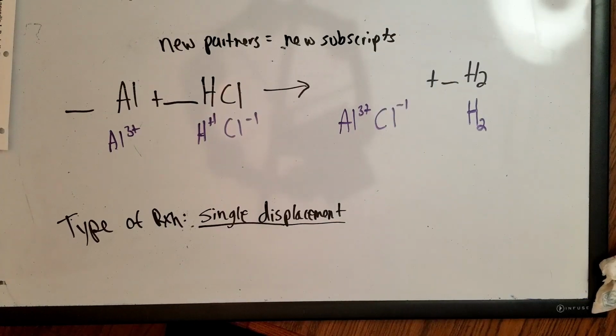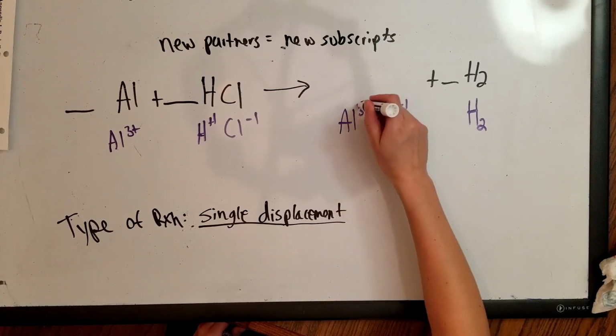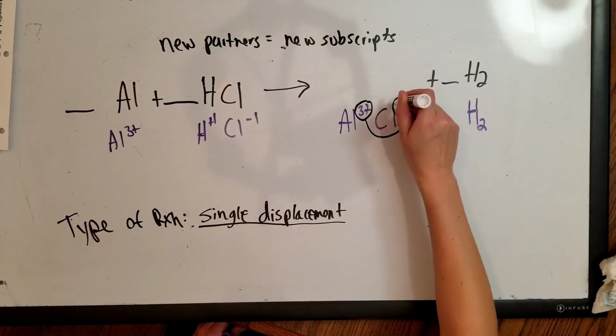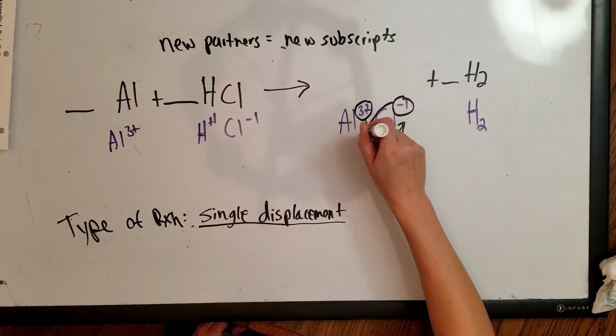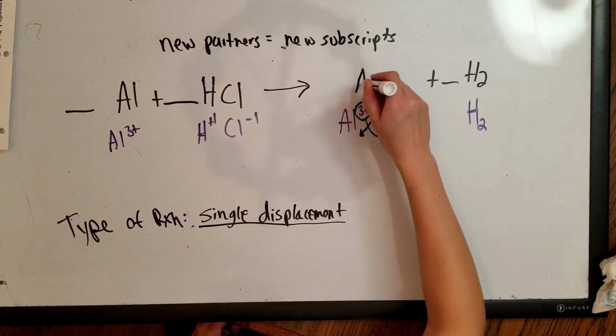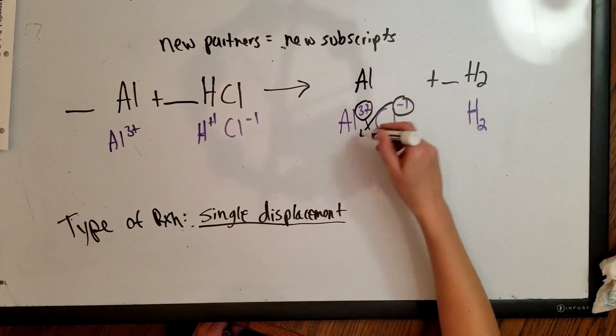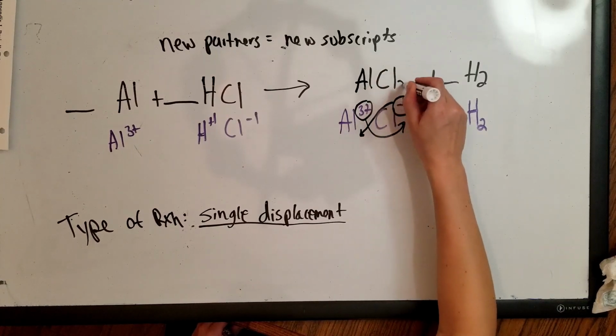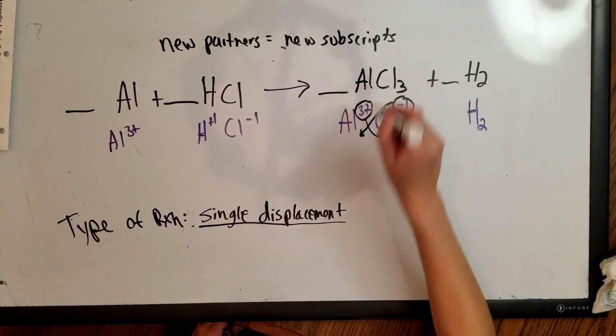All right, so how do we figure out what the new subscripts are going to be? We learned this in chapter 3, crisscross method. This charge on aluminum is going to become the subscript on chlorine. This charge on chlorine is going to become the subscript on aluminum. So that means I need 1 aluminum and 3 chlorine, so AlCl3. That is my new product.